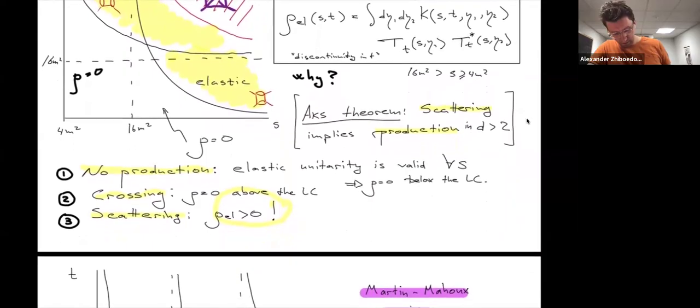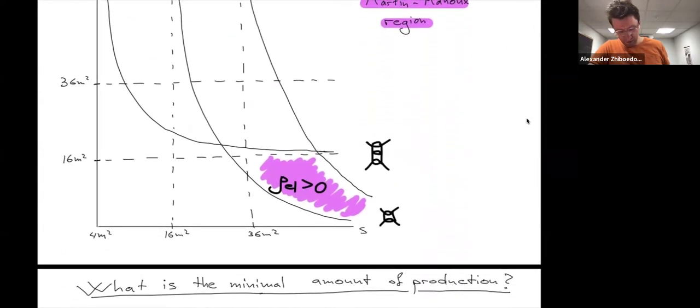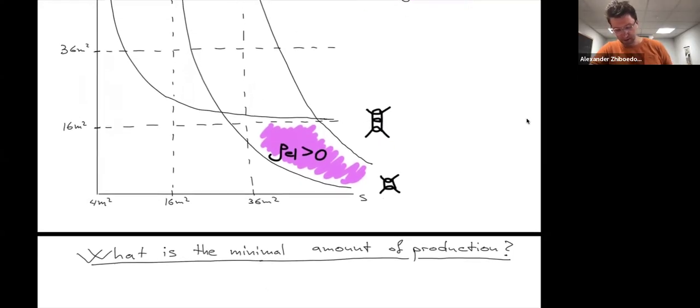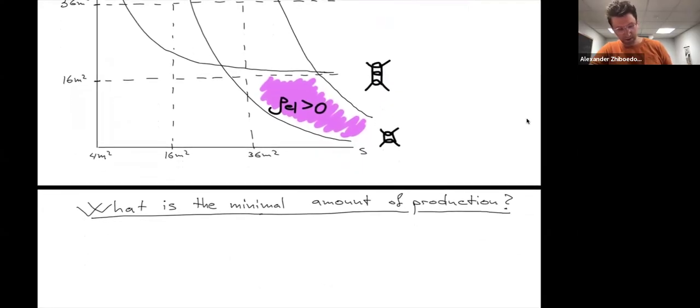Now, whenever we prove something like that, the next question is how much production do we have? I told you that scattering implies production, but what's the minimal amount of production? And this is a really interesting question, and this is what I will now start. I start here, and I will try to go from here.